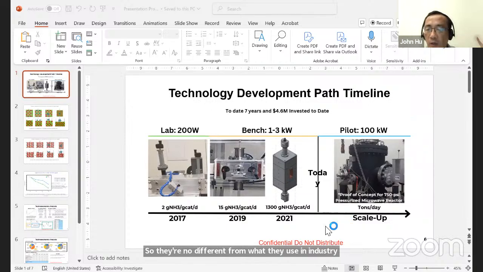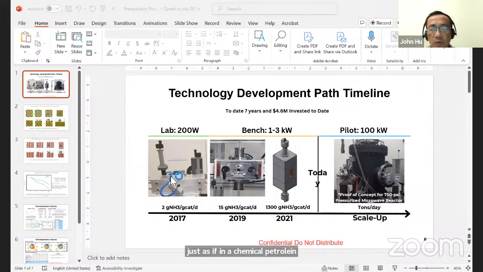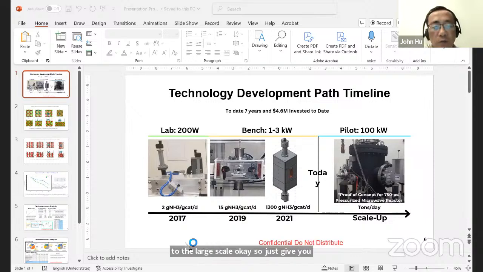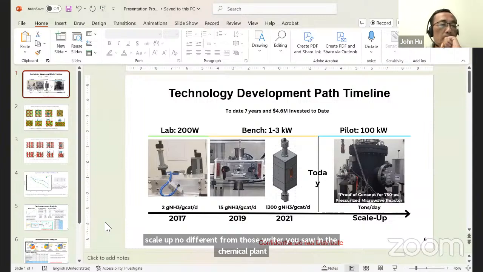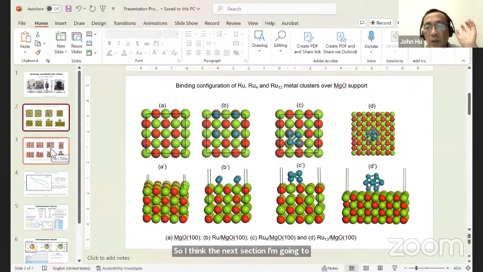The microwave can scale up just as in a chemical or petroleum refinery. From 2017, what we had in the laboratory was small scale, bench scale, and then this pilot scale. Now we are scaling up to the large scale. Just to give you the visual impression, microwave reactors are no different when you scale up from those reactors you saw in the chemical plant or petroleum refinery. I think next session I'm going to talk about how we use DFT to design catalysts.